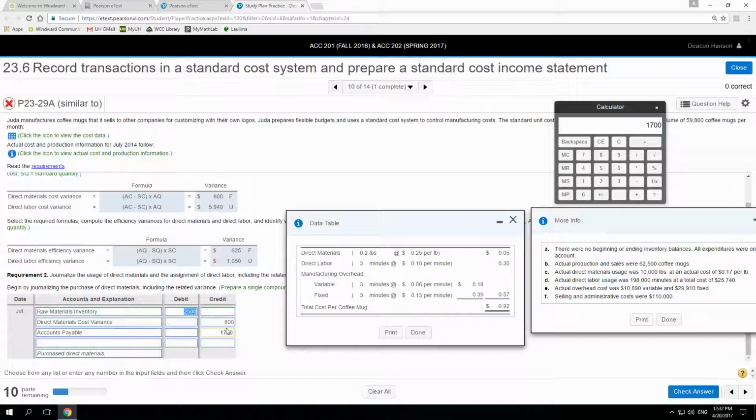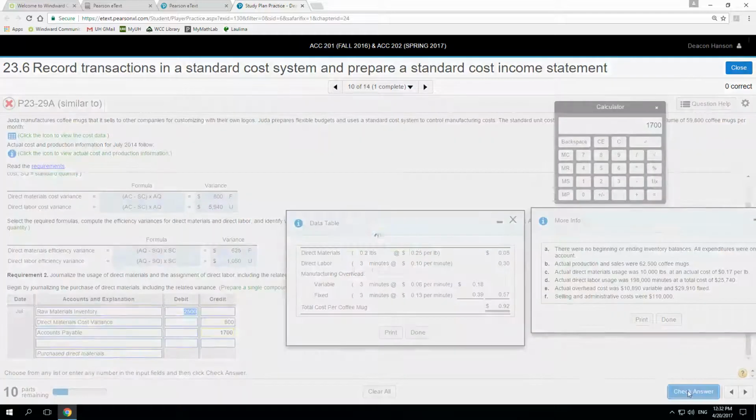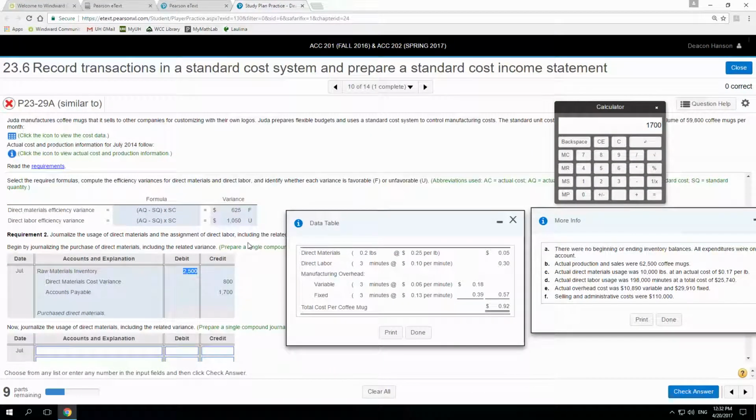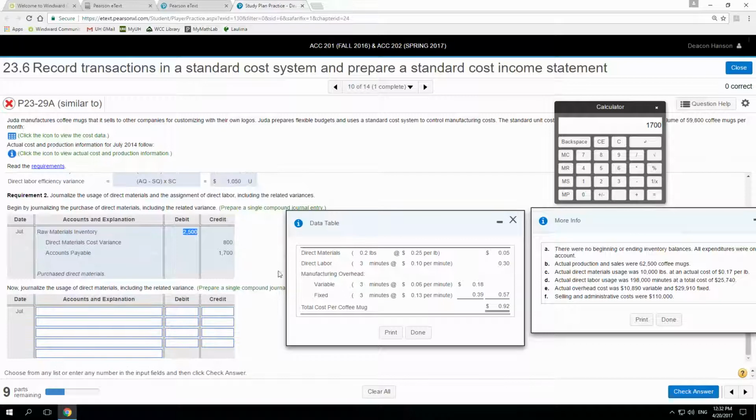2,500 and 800 plus 17, 1,700 should be 2,500. So our entry appears to be in balance. Okay. Now same logic with labor. Oh wait a minute, we're not going to labor. We're going to do the efficiency variance on material.